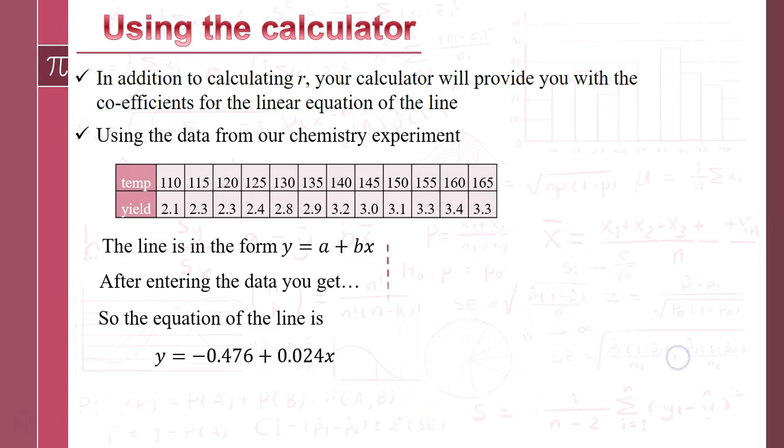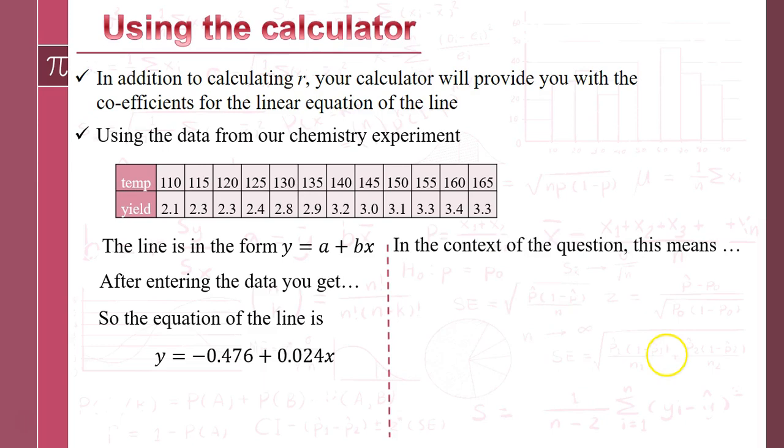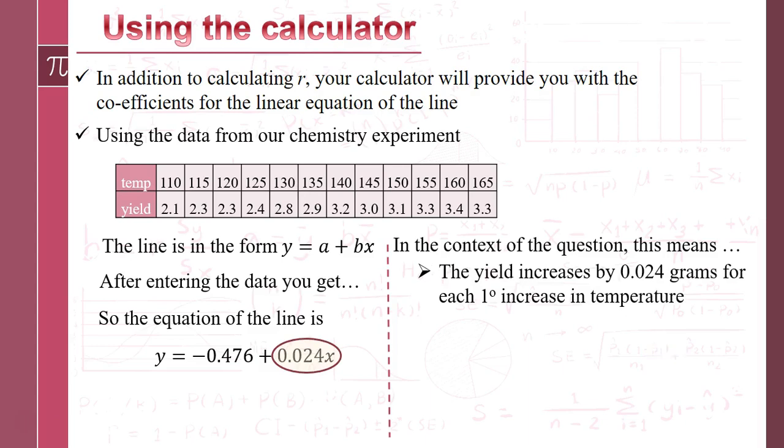So let's just have a little look at what those coefficients mean. Let's start off with the gradients. The gradient of the line is always about how much one thing increases compared to a 1 unit increase in the other one. So in this particular context, and again it's about making it contextual, we're saying the yield is going to increase by 0.024 grams for each 1 degree increase in the temperature. So that's the gradient bit sorted.